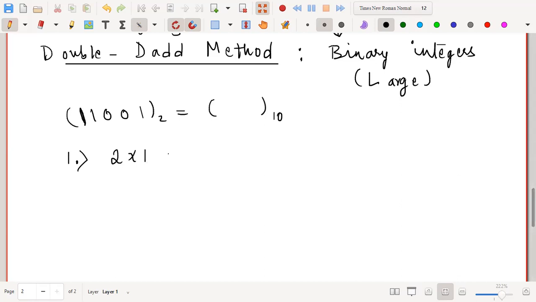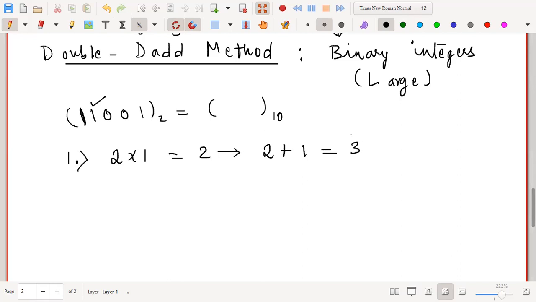I'm doubling the bit. So 2 into 1 is equal to 2. And then you need to add this double bit to the next one. Now I'm adding this double 2 plus the next one, which is 1. So 2 plus 1, you have 3. And now again, you will keep on following this step.